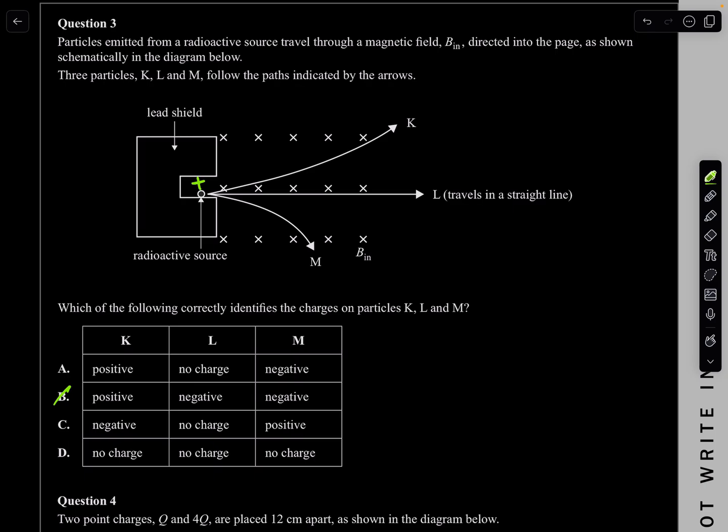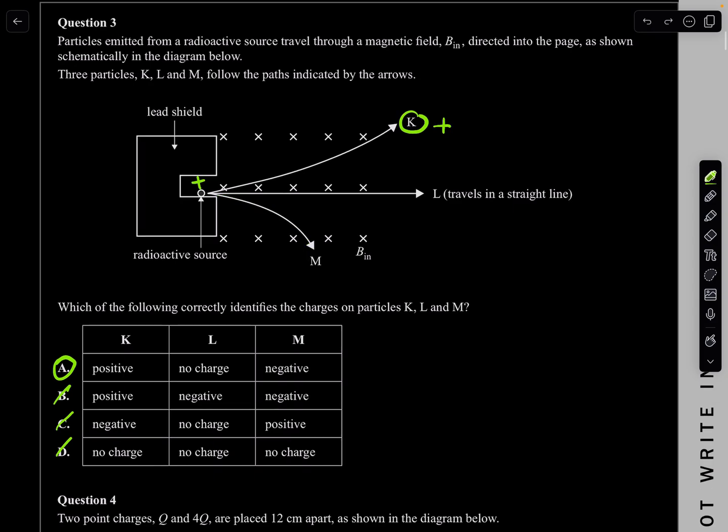So imagine you're using your right hand slap rule. And what you're doing is, of course, the velocity is going to the right. So you make sure your thumb is to the right. And also your fingers are directed into the page, because remember, that's your magnetic field lines that are into the page. And hence, where is your palm? Your palm is upwards. So actually, the one that goes upwards, in this case K, is the positive one. So these are all wrong because they're saying negative, no charge. A is right. And M, of course, is negative because it goes the opposite way. And you can actually check it by using your left hand.